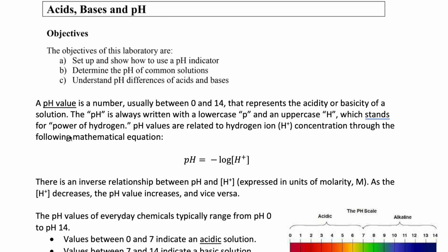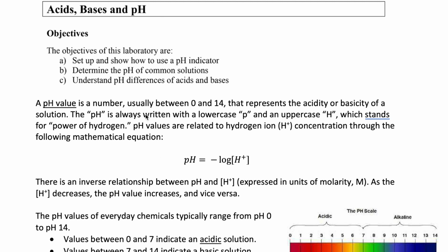So we're going to start by talking about what pH is. It's just a number that typically goes between 0 to 14, although it could go lower than 0 or higher than 14. And it represents the acidity or basicity of a solution. So just how acidic or how basic that solution is.